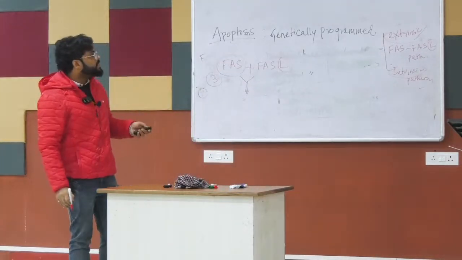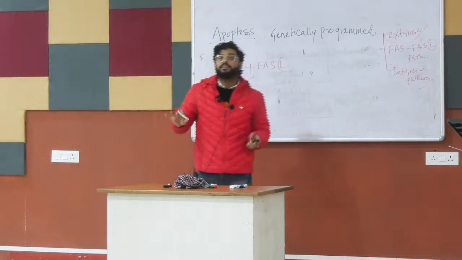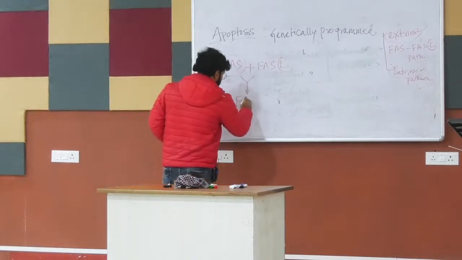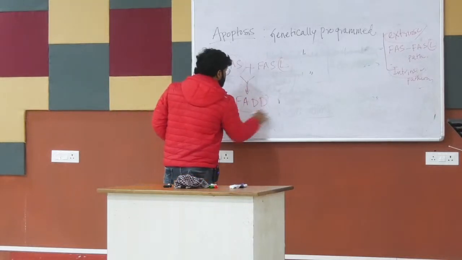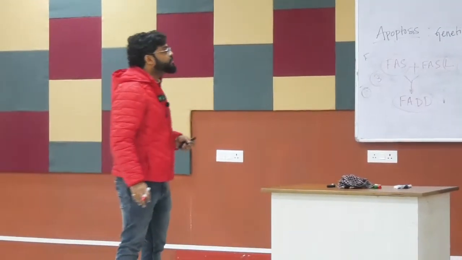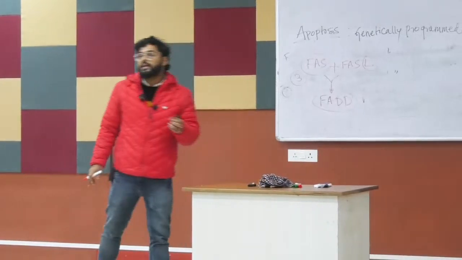In the next step, this Fas and Fas ligand combination ultimately binds with a death domain, which is known as Fas associated death domain, FADD. This is present in the mitochondrial membrane. Fas associated death domain is present in the inner mitochondrial membrane.